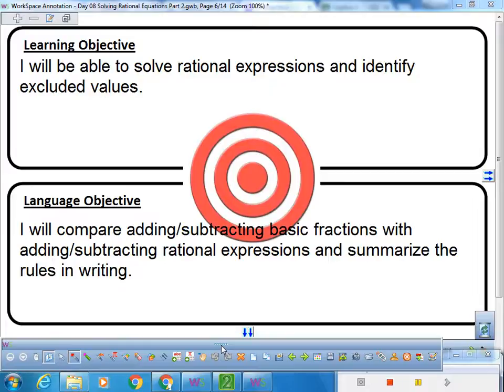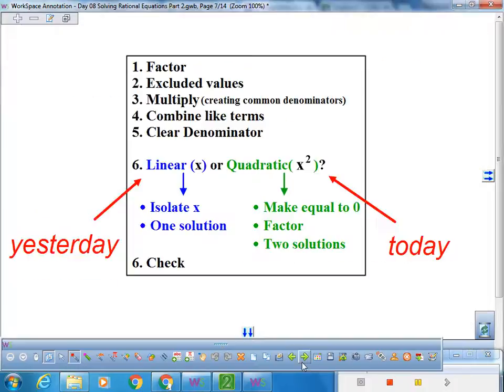This says I'm able to solve rational equations and identify excluded values. So we're going to continue our talk about solving rational equations. Yesterday, almost all of the ones we did were linear. We only got one answer for x. Today, you're going to get an x squared in there. And the difference is, if it's linear, all you have to do is isolate x, solve for x and you're done.